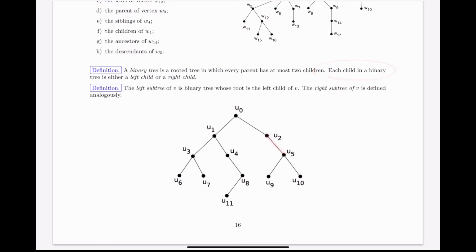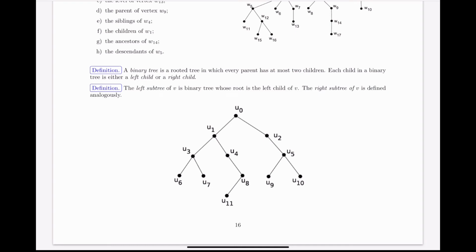Each child in a binary tree is then either called a left or a right child. And normally that's how we actually label them. We go through and label left children in a different way than right children. The left subtree of V is a binary tree whose root is the left child of V. And similarly, we can define the right subtree.